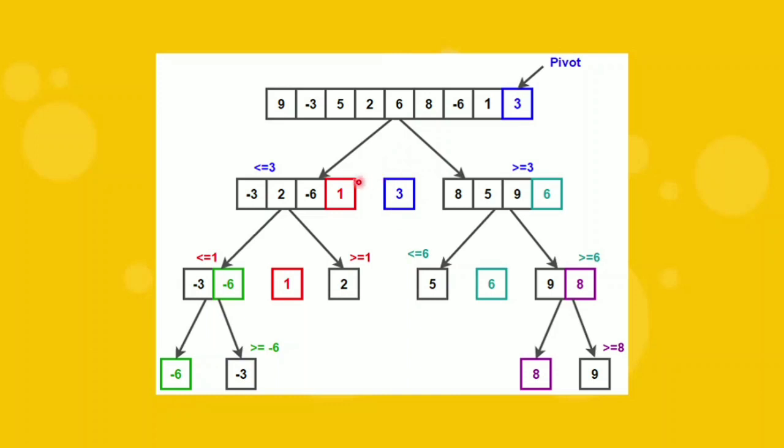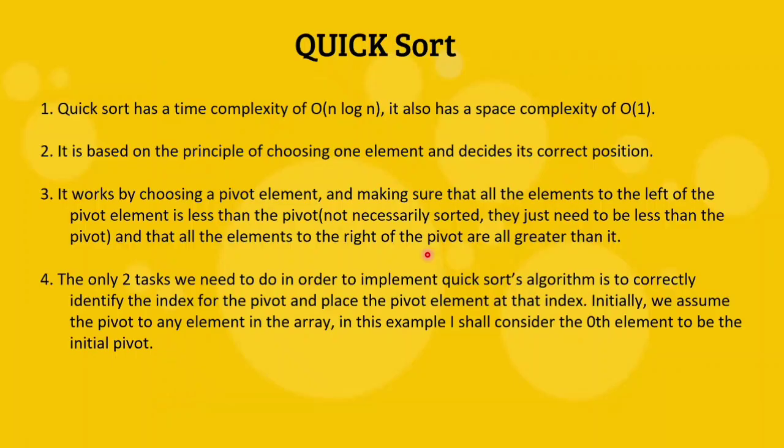In the next step, we will choose our next element, which can be anything, and in our case it is 1. Again, we place all the elements smaller than 1 on the left hand side and greater than 1 on the right hand side. Now we have the correct position of 1 and 3, and in this way slowly we will choose each and every element as a pivot one by one, and at the end we will have all the elements sorted at their correct positions. By this principle, quick sort works.